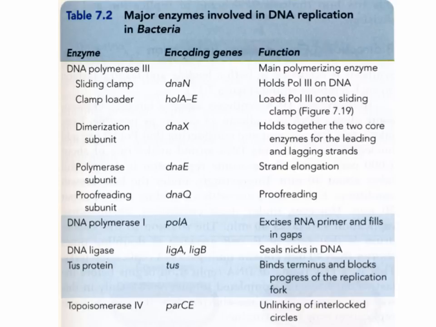Topo 2, gyrase, is the one inducing double-stranded DNA breaks. Topo 4 is a type 2 topoisomerase like gyrase, also inducing double-stranded DNA breaks, but it's required to separate the circles. So that's a clarification that I wanted to make for you.